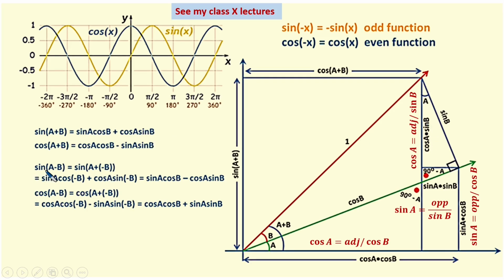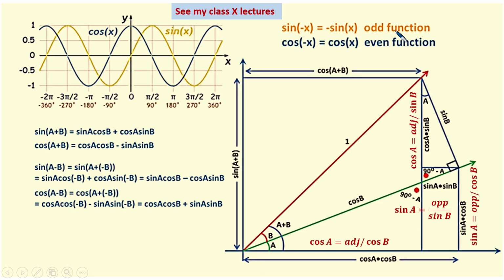Similarly, you can show sin of A minus B. I can write it as A plus of minus B, and just pause it and go through it. From here you can get sine of A minus B, and similarly cos of A minus B also. The only thing is I write plus and minus B. Cos of minus B is cos B and sine of minus B is minus sin B, so here this minus comes. Cos of minus B is cos B, so it doesn't change the sign. But here sine of minus B is minus sin B, so minus times minus will be plus, so here it is plus.